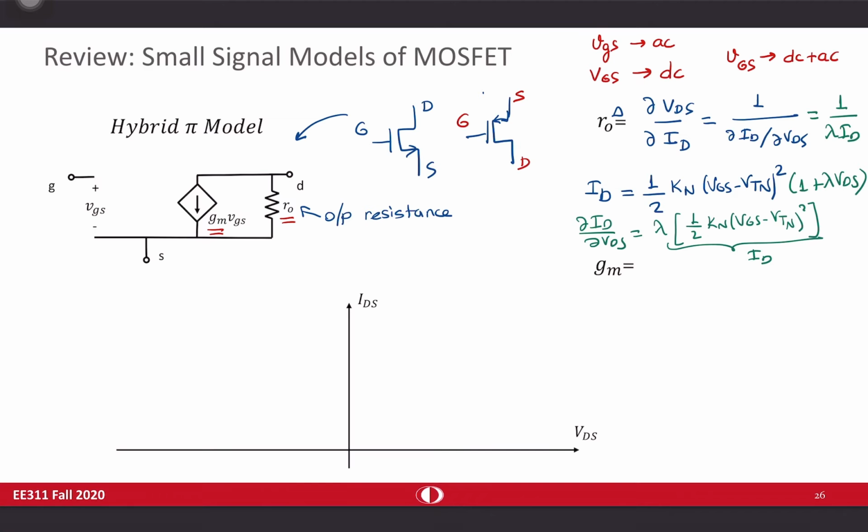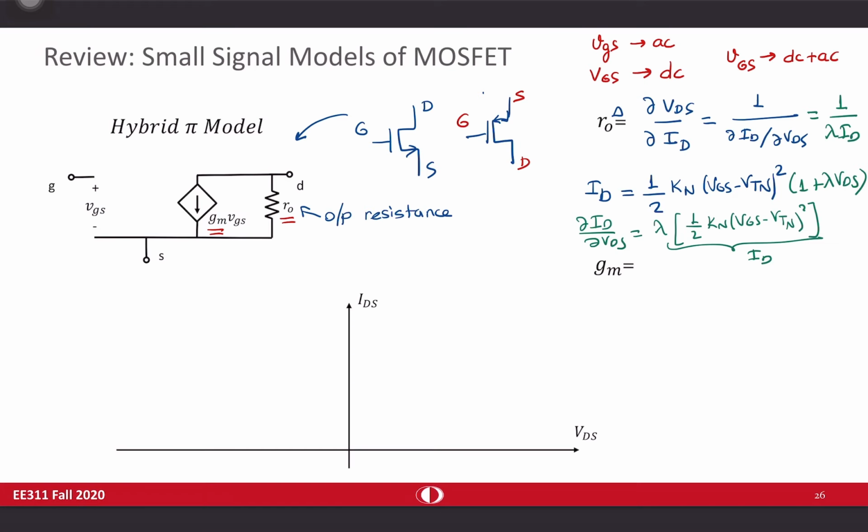I'm saying it's approximately equal to ID because, again, in the second part, the channel length modulation is ignored. So this is an approximation, 1 over lambda ID. So you can start with the definition and you can derive this output expression. There's another way to find it.